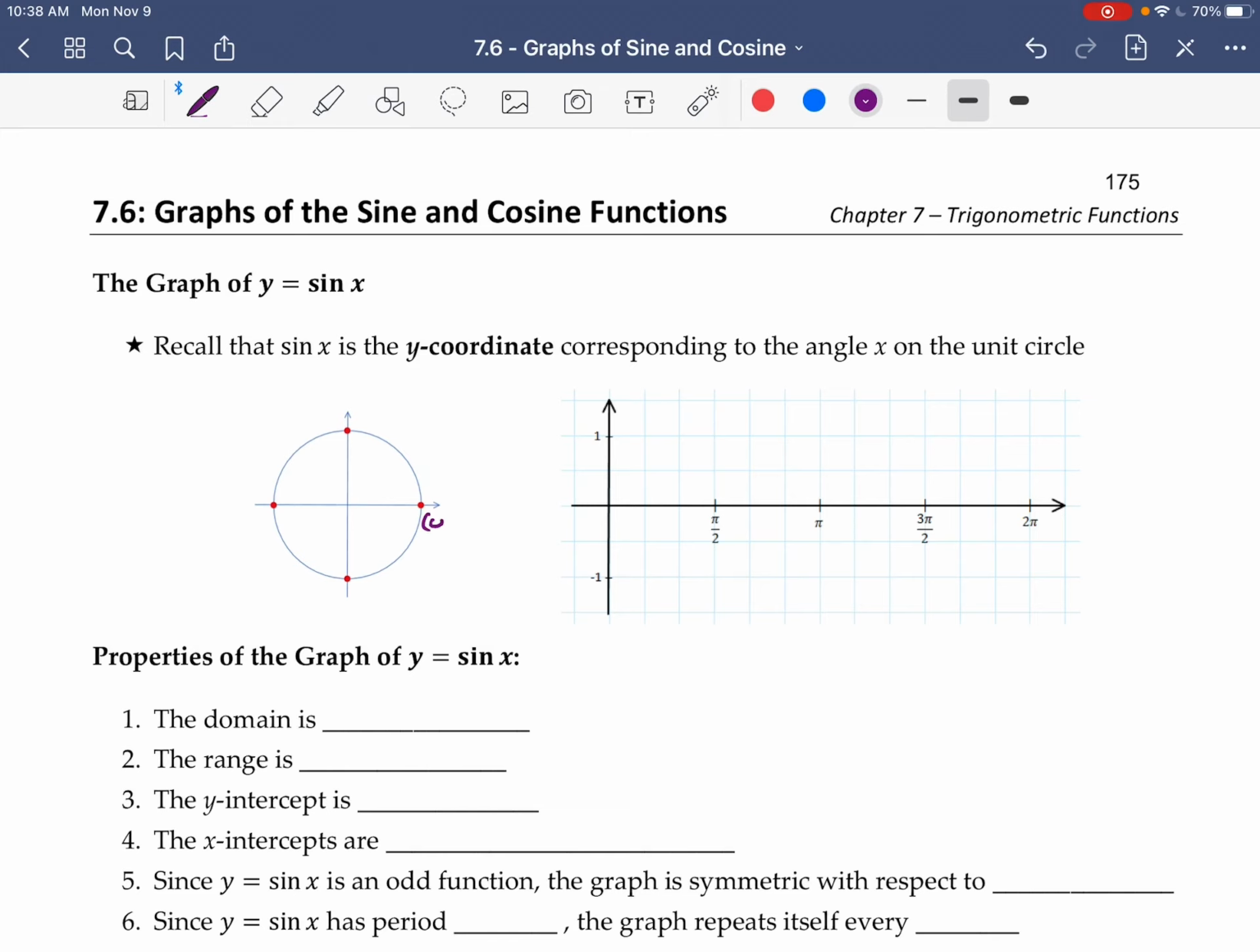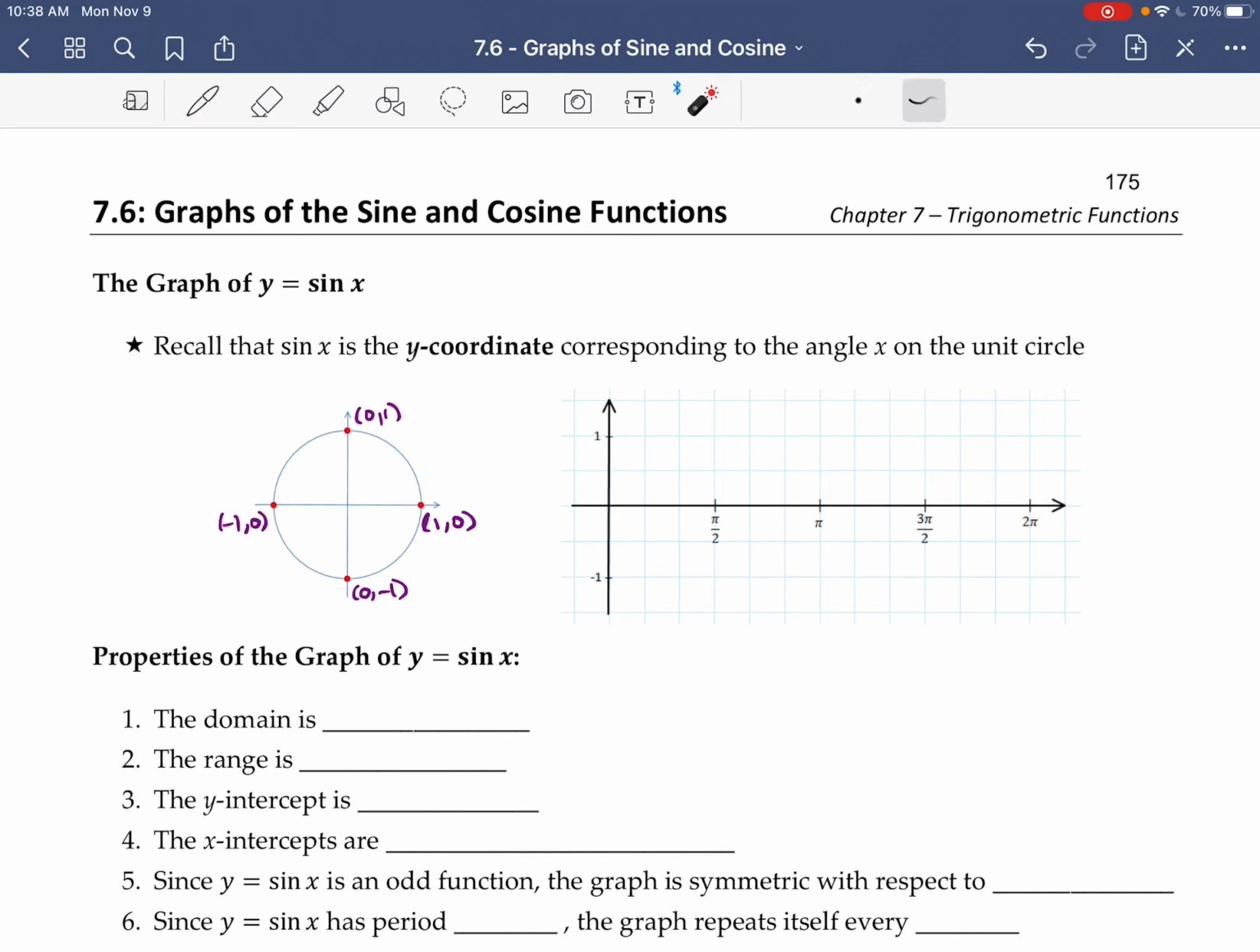So at 0, okay, this point, oops, I wrote it the wrong way. This point where it meets the circle is 1, 0. This one is 0, 1. This is negative 1, 0, and 0, negative 1. So we want to plot some points.